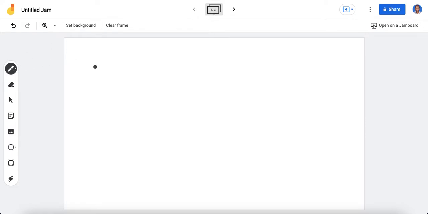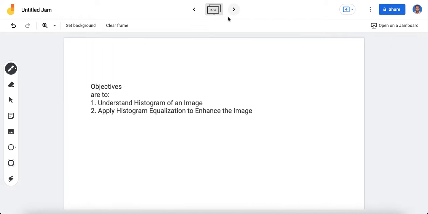Today we are going to discuss histogram based techniques. We have two session objectives: first, to understand what is the histogram of an image, and second, to apply histogram equalization to enhance the given image. So first we need to understand what is histogram.